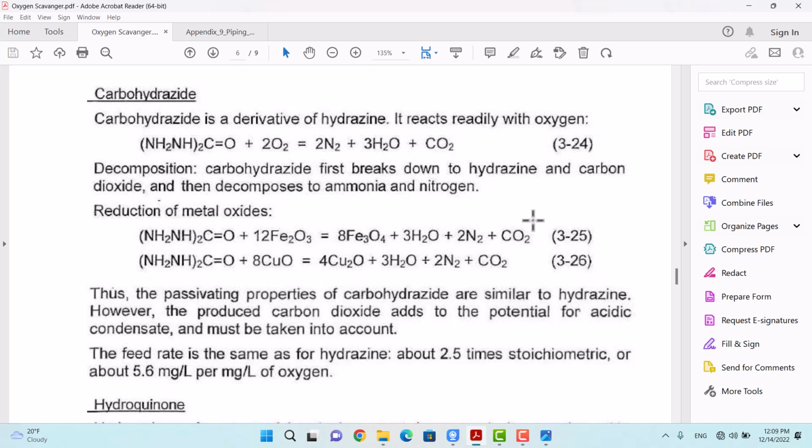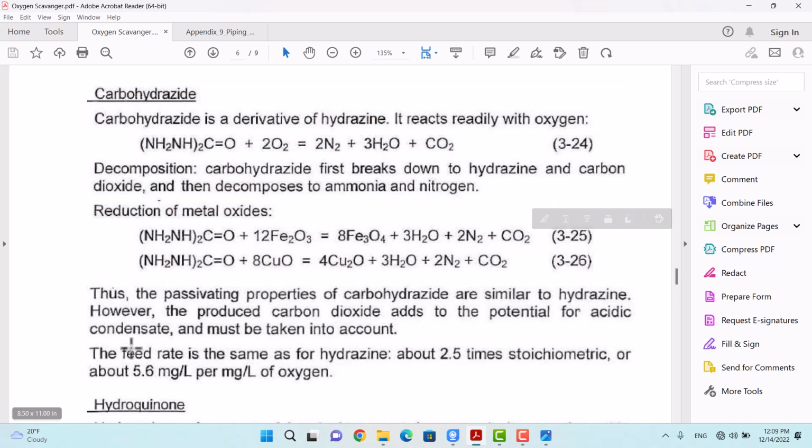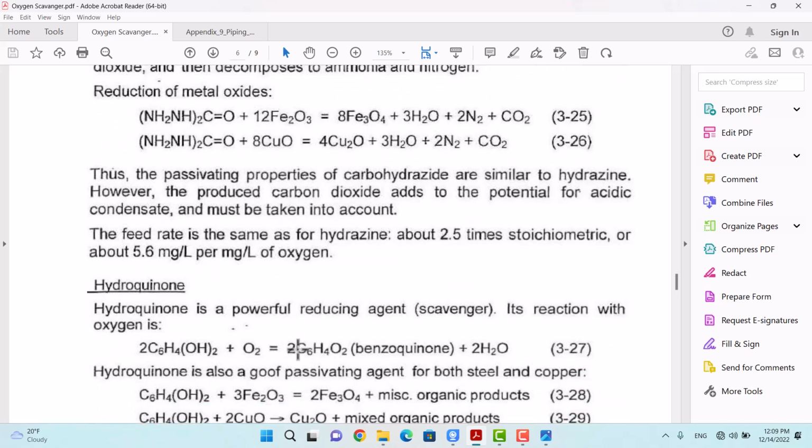It says that since it produces some carbon dioxide, it might lower the pH of the system. Therefore, you might need to add more neutralizing amines in order to neutralize the carbon dioxide and protect the system from becoming acidic. The feed rate is the same as for hydrazine, about 2.5 times the stoichiometric, or about 5.6 ppm per ppm of oxygen.